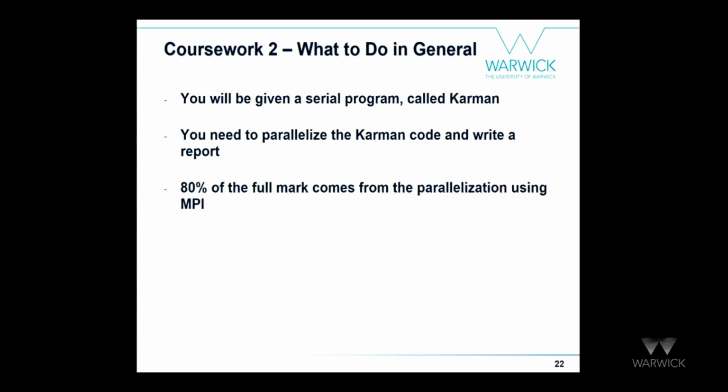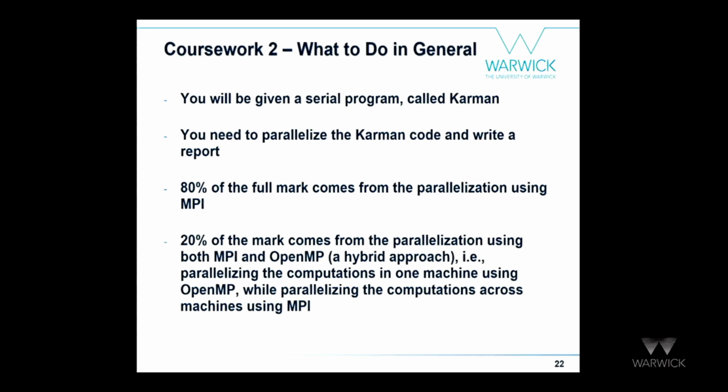And 80% of the mark comes from the parallelization using MPI, and 20% of the mark comes from the parallelization using MPI and OpenMP. I guess Richard has talked about the difference between OpenMP and MPI. OpenMP is used for shared memory architecture, for example, a multi-core computer. These multiple cores share the main memory of the computer. So when one thread wants to communicate with another thread, they just write the data into the shared memory, and then the other thread can get the data from the main memory. The two threads achieve the communication.